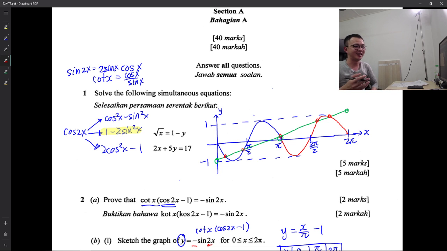So yeah, I realize some of you cannot see the last point. Yeah, because I'm blocking it. But anyways, yeah, this is the pattern of the whole graph.